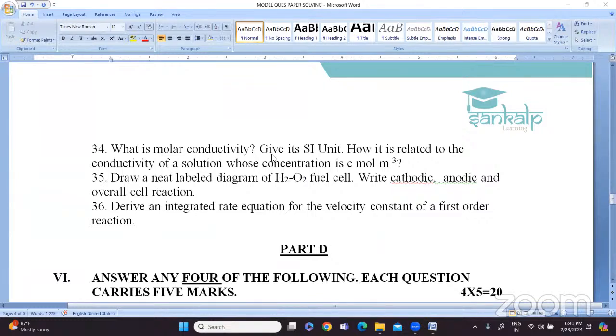What is molar conductivity? Give its SI unit and how it is related to the conductivity of a solution whose concentration is C mole per meter cube. What is molar conductivity? For this you will get 1 mark. Its SI unit 1 mark, and how it is related to conductivity of a solution whose concentration is C mole per meter cube, 1 mark.